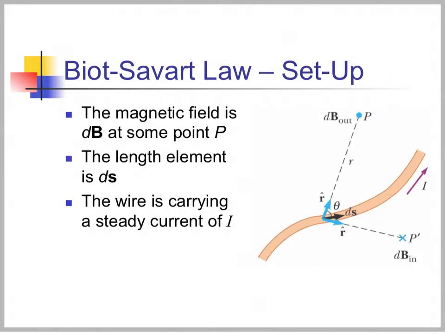So let's look at our situation. Let's say I have some sort of current flowing in a wire, and I want to know what the magnetic field is out at some point in space. Well, a little bit of magnetic field created by a little bit of this current we'll call dB. The length element is ds. And of course, this wire is carrying a steady current of I.